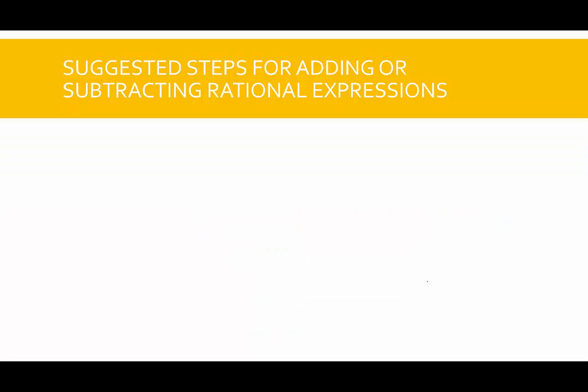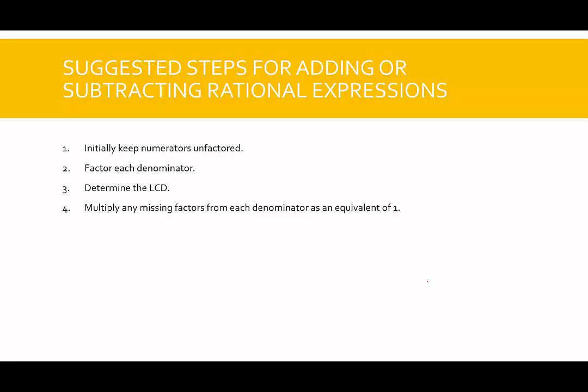Here are my suggested steps for adding or subtracting rational expressions. We want to initially keep the numerators unfactored. So how they're written, leave them like that. Don't touch the numerators. However, factor each denominator. Determine the least common denominator by looking at the factors that are in the denominators to see what factors you would need in that least common denominator. Multiply any missing factors from each denominator as an equivalent of 1.